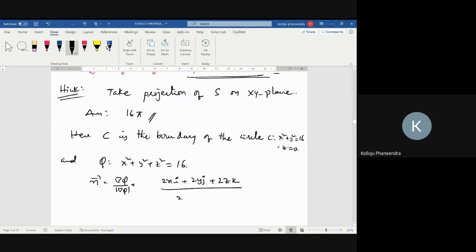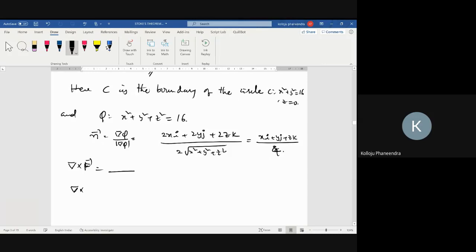2 is common, x square plus y square plus z square. So 2 gets cancelled. You will get xi plus yj plus zk by the square root of x square plus y square plus z square, which is 16, so this becomes 4. The 2 gets cancelled. n bar value is over. Then you calculate del cross f bar, and then del cross f bar dot n bar.